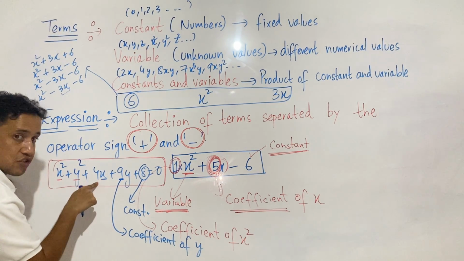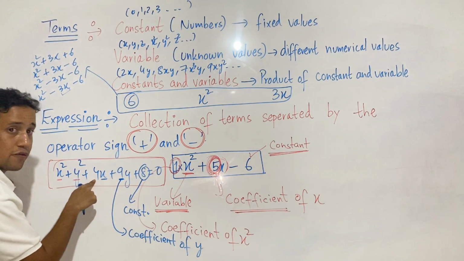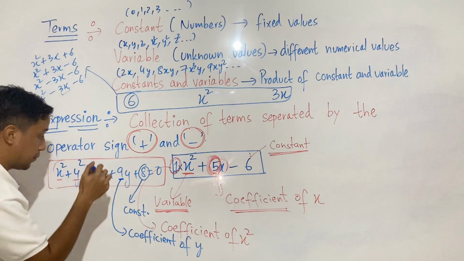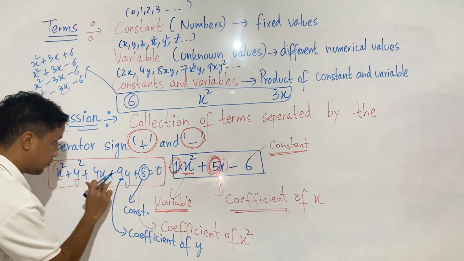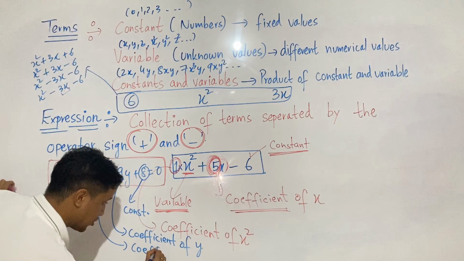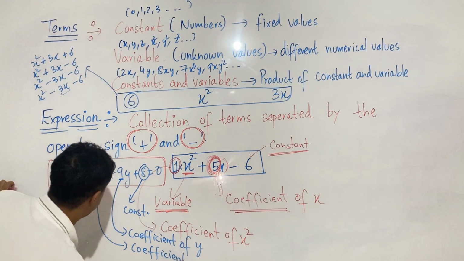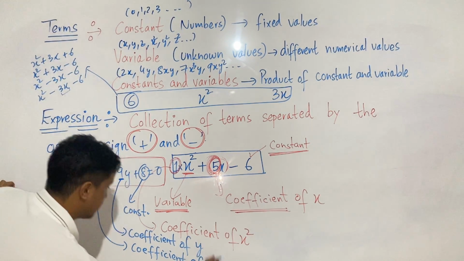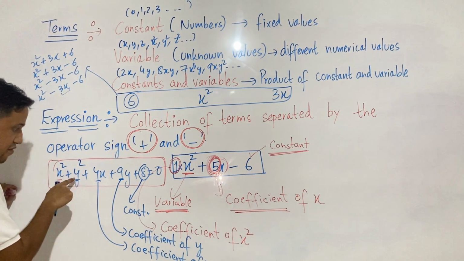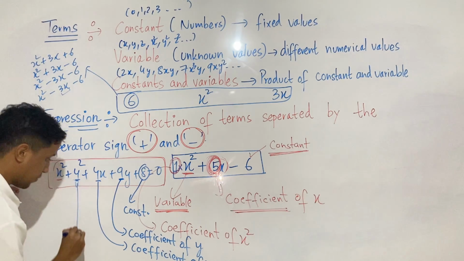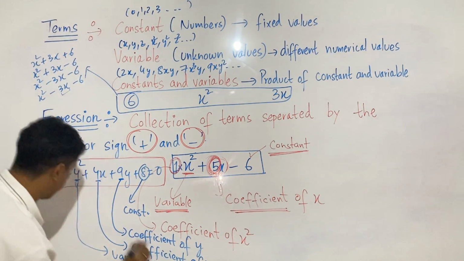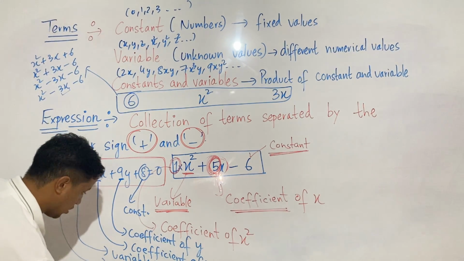This 4 is tied to x, so 4 is a constant multiplied to the variable x, so this 4 is going to be the coefficient of x. Here we have variable y. This is variable y, this is variable y, and this is variable x.